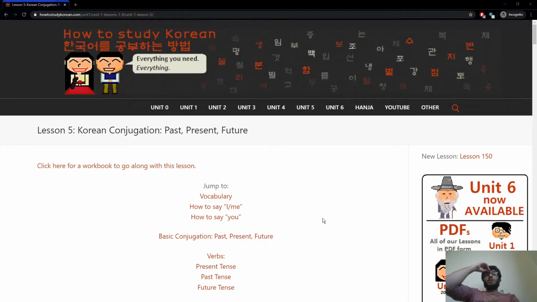Now, conjugation can be easy and it can be difficult. It kind of depends on how the person studies it. So hopefully I'll make things a little bit more clear. And yeah, let's get right into it.